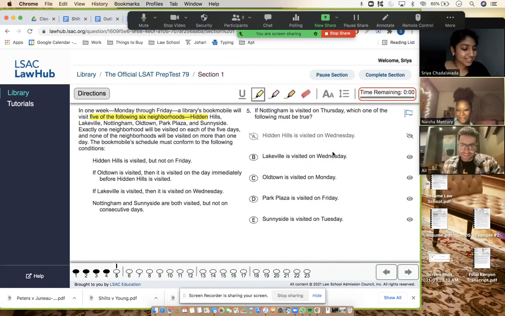L is visited on Wednesday. That could be it, right? O is visited on Monday. No, right? P is visited on Friday. Maybe. S is visited on Tuesday. Maybe, right? So if we start from the beginning, N is visited on Thursday.